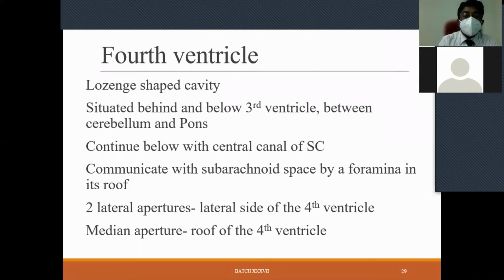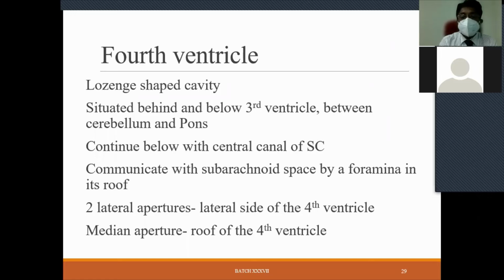and the fourth ventricle communicates with the subarachnoid space by foramina in its roof. I told you that there are two lateral apertures. Apertures are openings on the lateral sides of the fourth ventricle, and also one median aperture at the roof of the fourth ventricle.